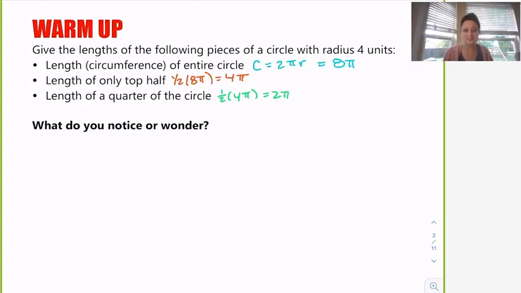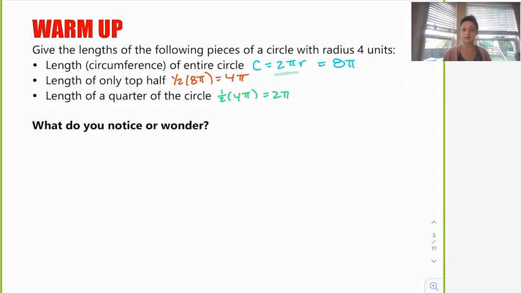Okay, so I've got the answers on the screen for you. Hopefully you got 8 pi, 4 pi, and 2 pi. I wonder if you notice or if you wonder anything. Maybe you will notice that these are pretty similar to what we got the other day when we were looking at radian measure. If I want to find the angle measure in radians of the entire circle, that would be 2 pi, right? This piece here.